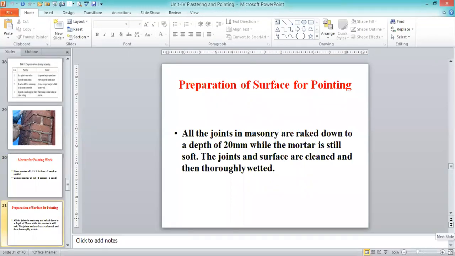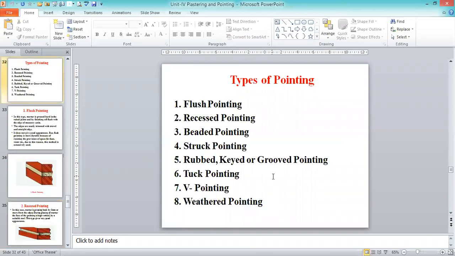Then what are the different types of pointing? This is the last topic. You understand the pointing and what are the different types of pointing that we are going to use for masonry works, where we can use them, and what are the objectives of each pointing. This completely depends upon how we fill up the cement mortar. Based on that, the pointing is classified. One is flush pointing, recessed pointing, beaded pointing, struck pointing, rubbed, keyed or grooved pointing, tuck pointing, V pointing, and weather pointing. Almost all of these we have.